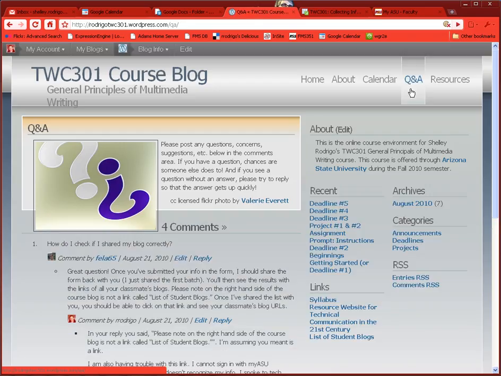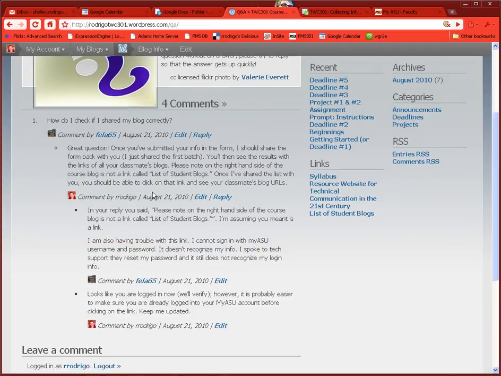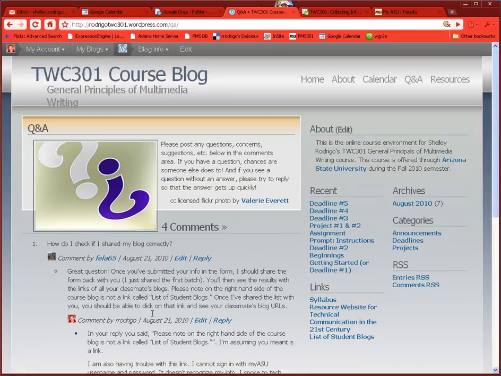There's the Q&A page, question and answer. As you can see, one of your classmates and I have already started a discussion, and she had a question, and we've tried to negotiate everything out. I always suggest that you read all that, because usually if your classmate has a question, chances are, even if you don't have that question yet, you might have it later, or you'll just learn from their question and answer session.